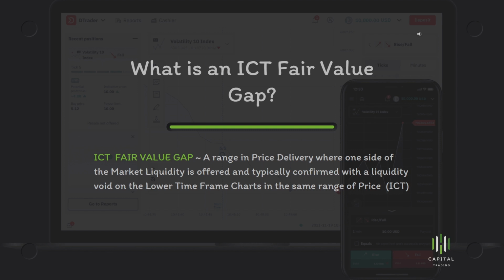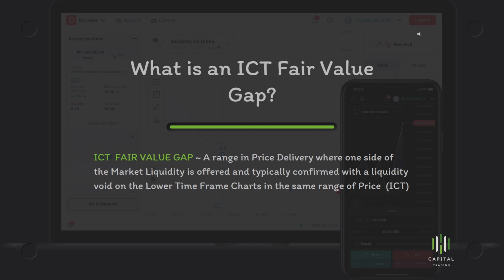What exactly is a fair value gap? This is a range in price delivery where one side of the market liquidity is offered and typically confirmed with a liquidity void on the lower time frame charts in the same range of price. That's how he explains it.